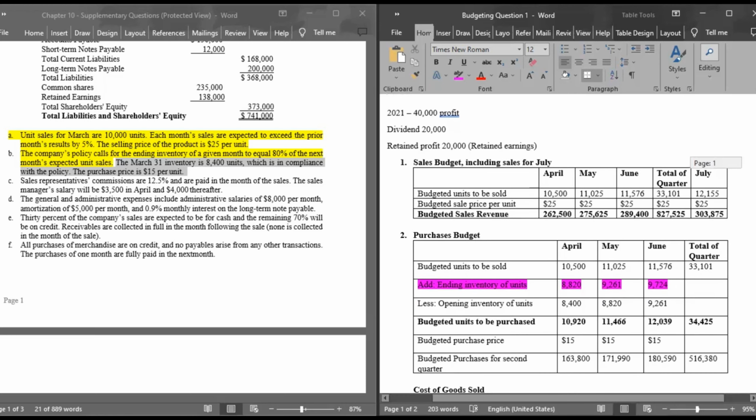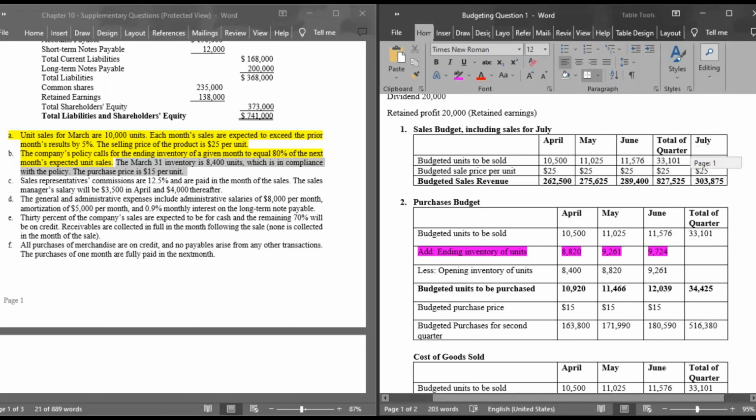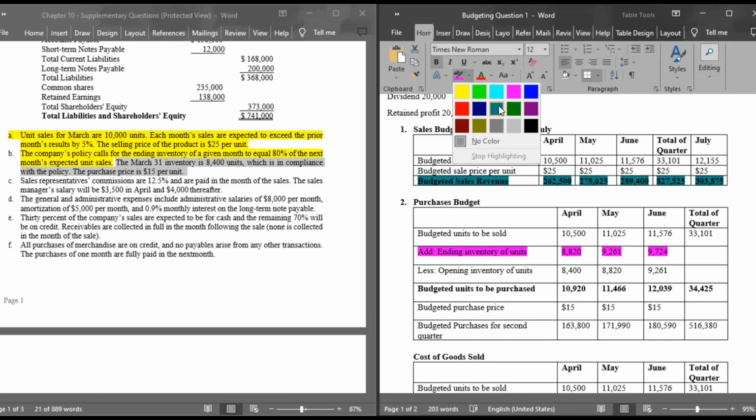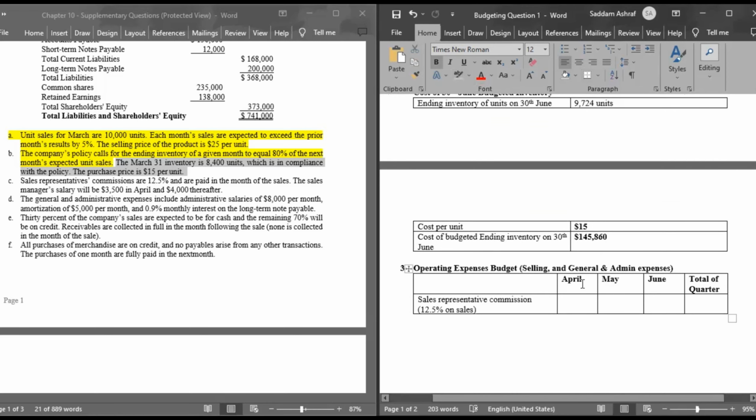12.5% with the sales of April, which is 262,500. 32,813.